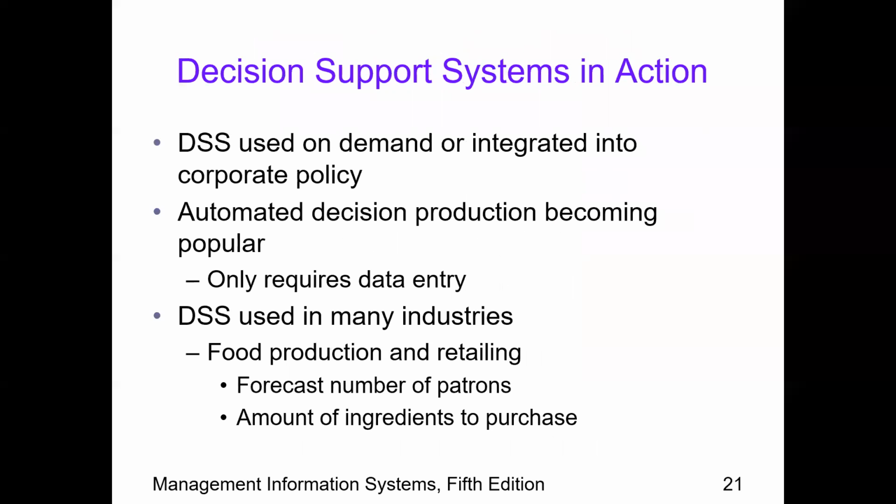Now, we are going to talk about decision support systems in action. By this we mean, what are some software that are actually using decision support systems? When we say DSS, know that we are referring to decision support system. It is used in many industries, for example food production and retailing. A decision support system is able to advise you on what food to cook on which day.